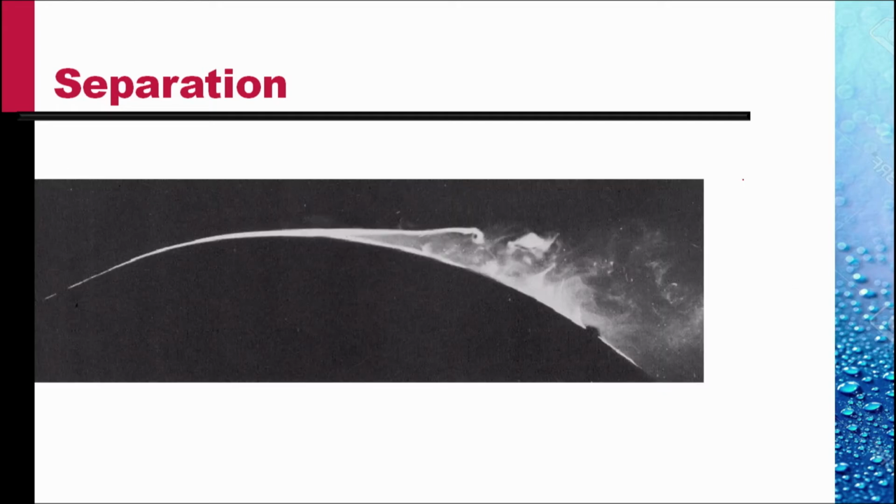This is another picture of a boundary layer separating from a body. This flow is made visible by applying a coat of titanium tetrachloride on the surface of the body, and when the air flows past this, it produces a smoke-like vapor, and we can see how the vapor separates from the body and creates vortices in the wake.